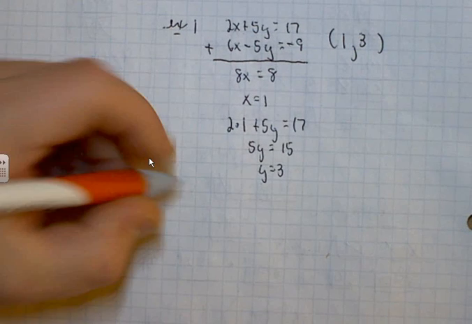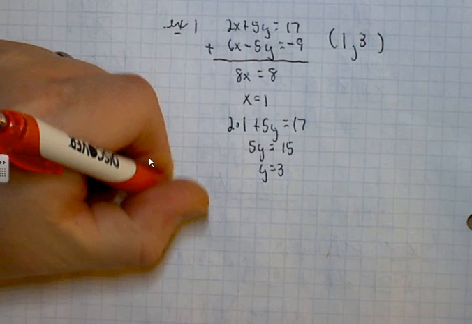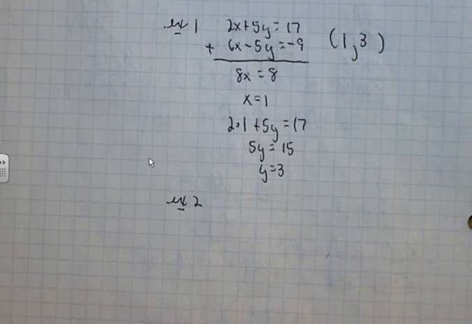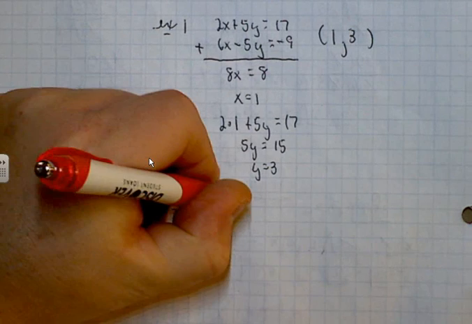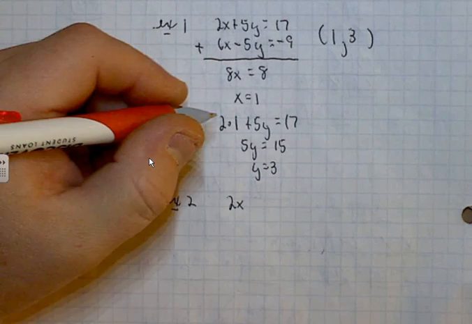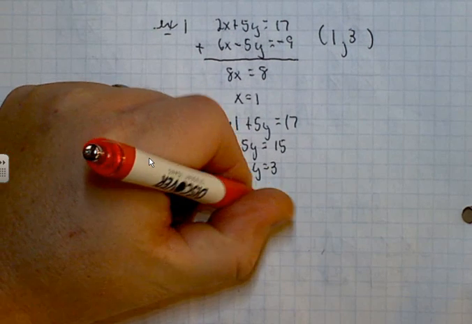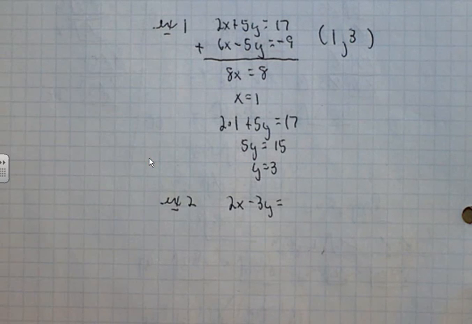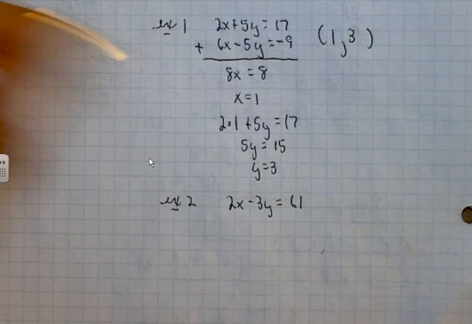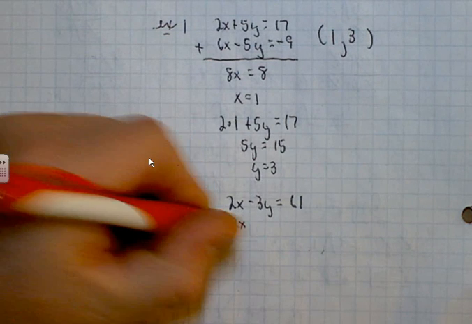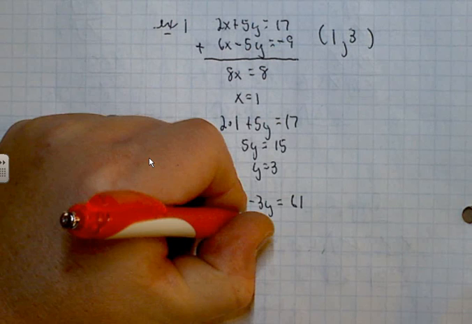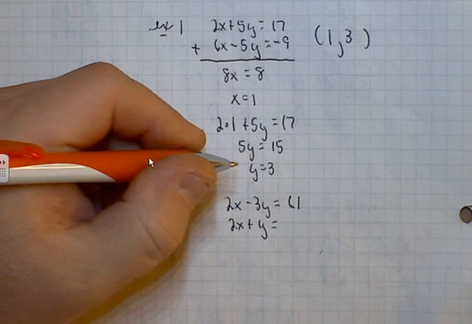Alright. Example 2. x minus 3y equals 61, and 2x plus y equals negative 7.